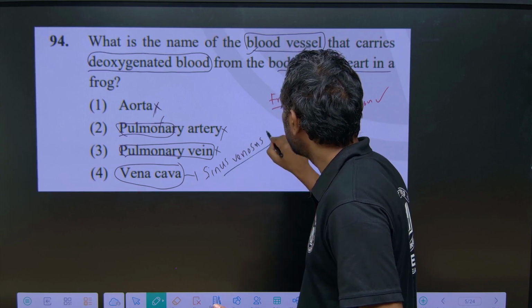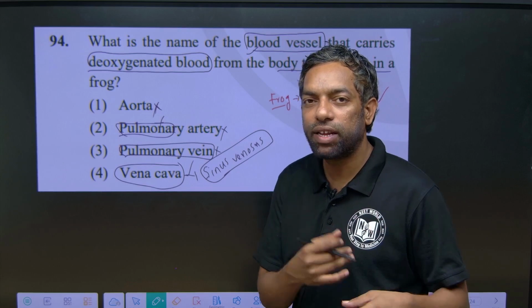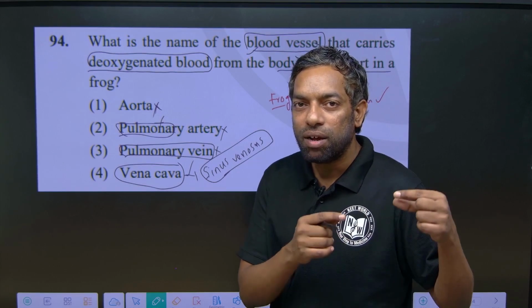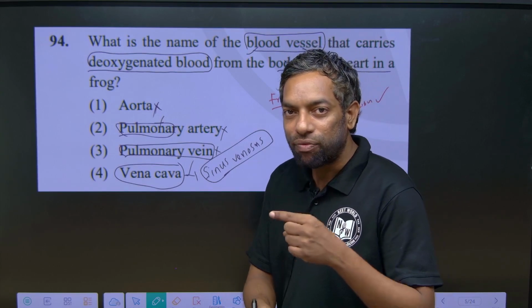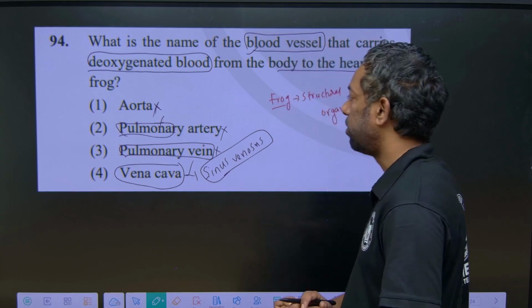This is the answer, guys. Vena cava. Veins carry the blood from the body parts to the heart. If it comes to the frog, that is the sinus venosus. This is the answer, guys.